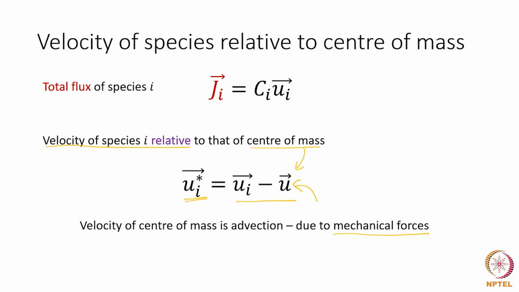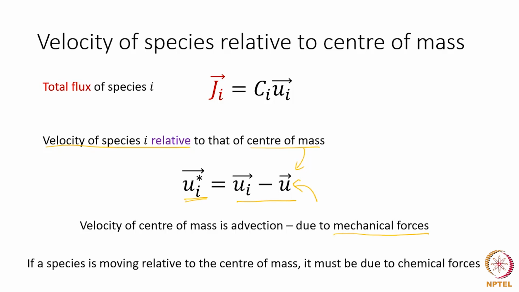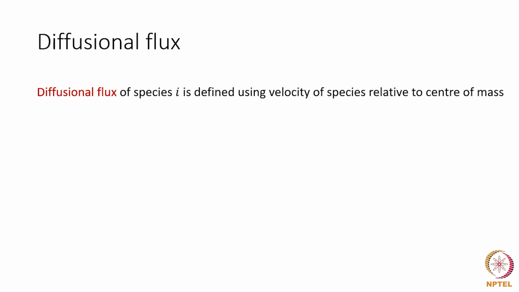However, at a micro scale, why would a species have a different velocity? We then propose that it must be due to chemical forces. An atom is going away from the center of the mass because it is seeking a particular neighborhood which makes it go to a lower energy level. So at atomistic levels, it is the chemical forces that are responsible.